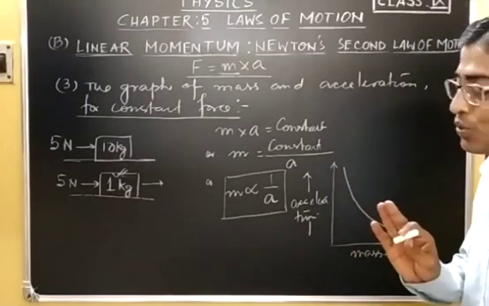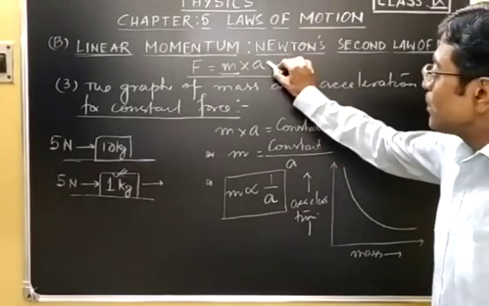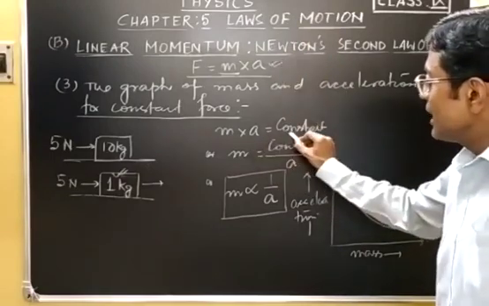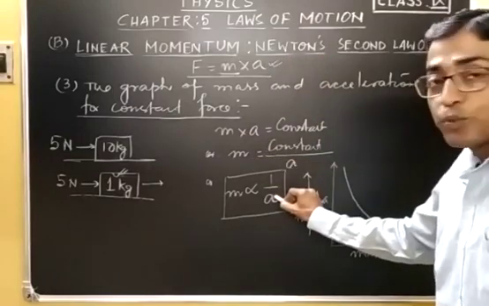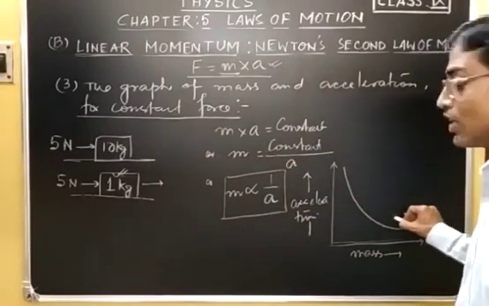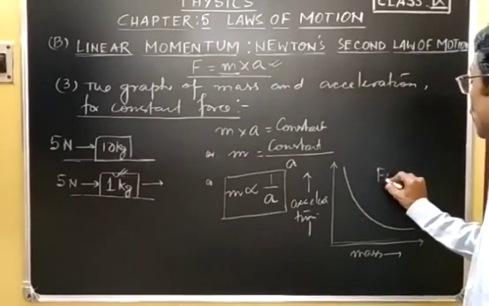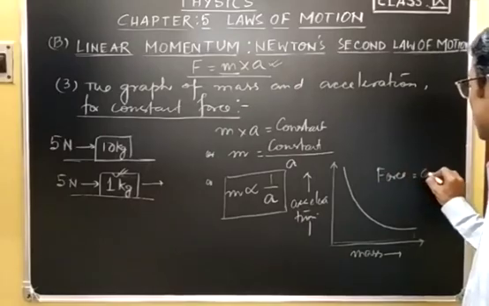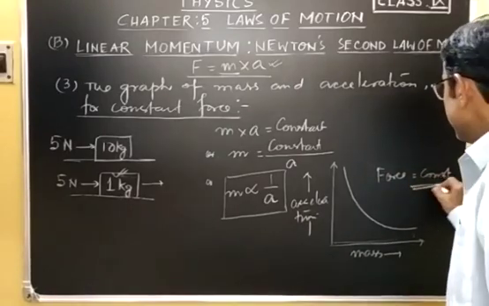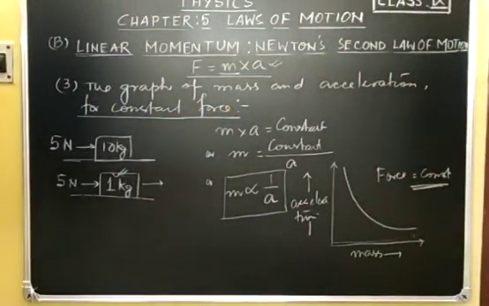So up to now, don't learn too much in class 9. So force equals mass into acceleration. For constant force, mass is inversely proportional to acceleration. So as the mass increases, the acceleration of the body decreases. In this graph you should mention force equals constant. So remember, these are the three main graphs that come frequently in the exam.